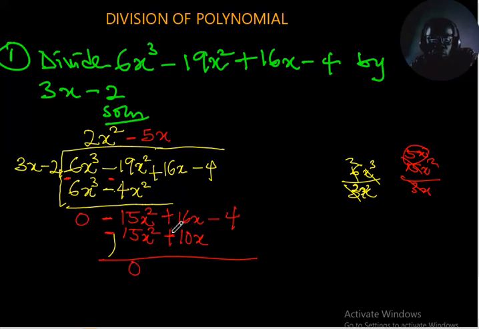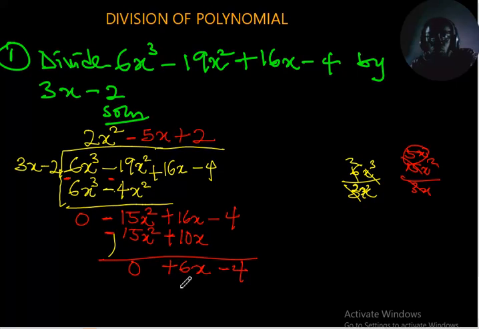Here you have minus between them. 16 minus 10, that gives positive 6x. Then drop the 4, minus 4. Now what happens again? This positive 6x will still be divided by 3x. 6x divided by 3x, that will give positive 2. Now 2 again multiplies all we have outside this.